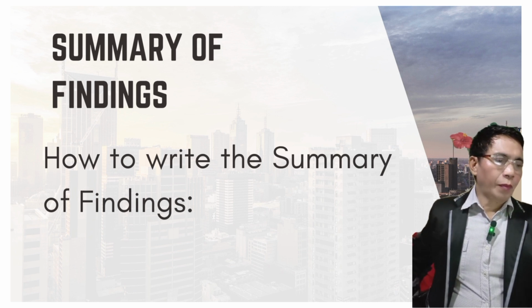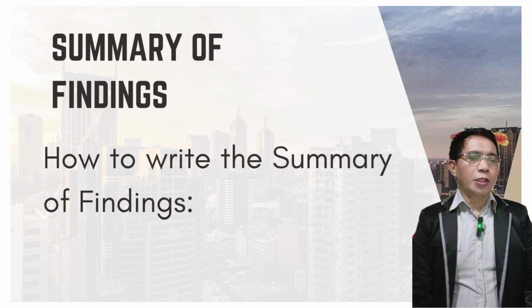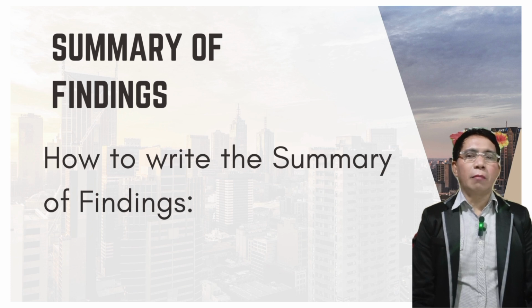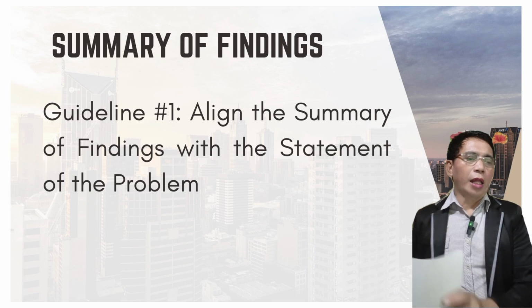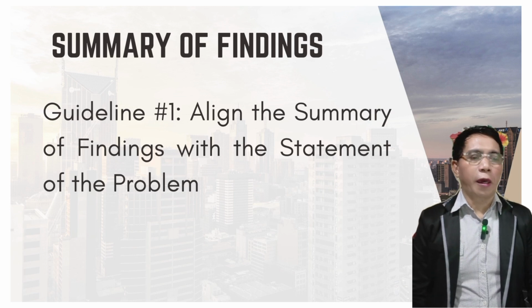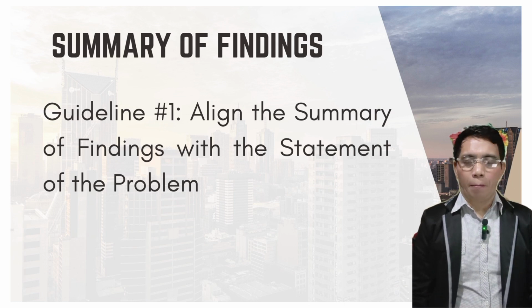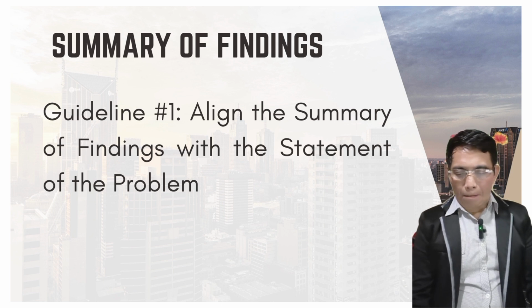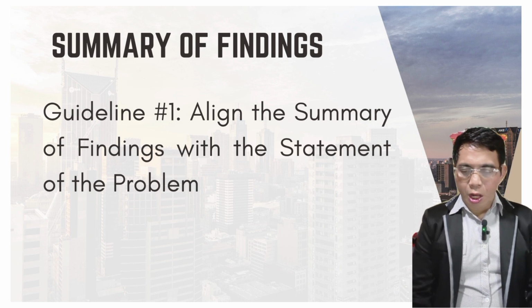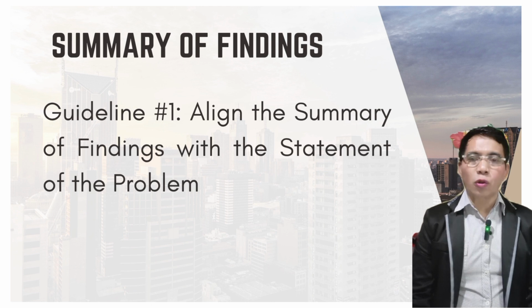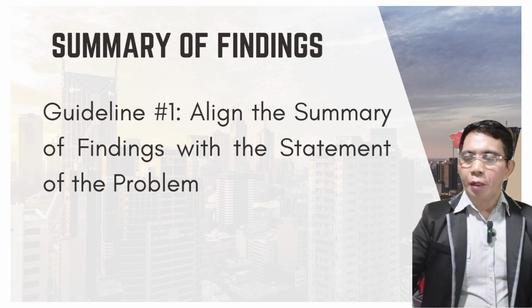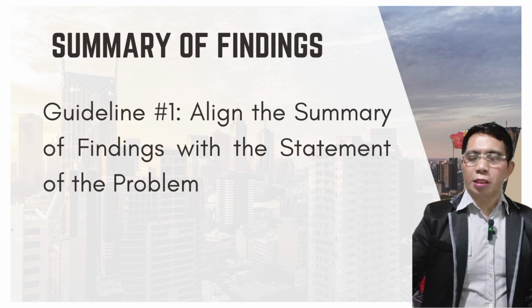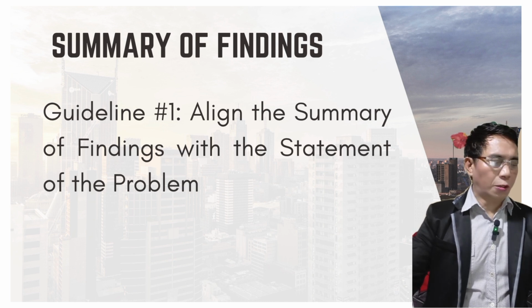Let's begin. For the summary of findings, we need to check guideline number 1. Guideline number 1: align the summary of findings with the statement of the problem. You always begin with clearly stating SOP number 1, then immediately present the corresponding findings based on the statistical analysis. Repeat this process for each SOP item in sequence.